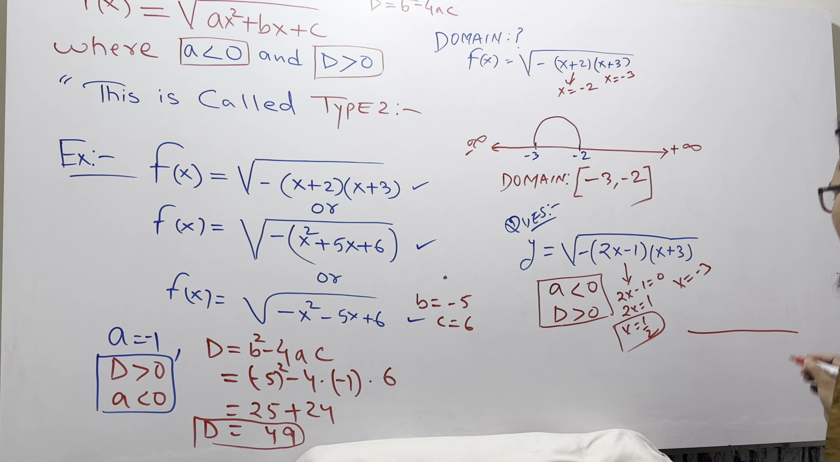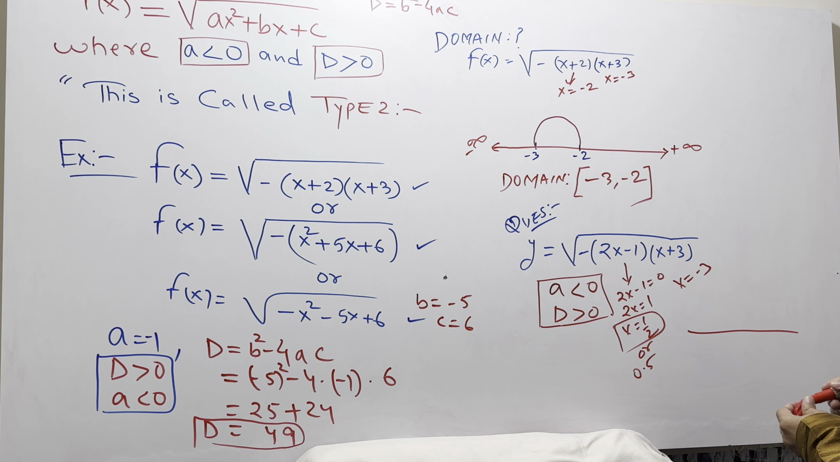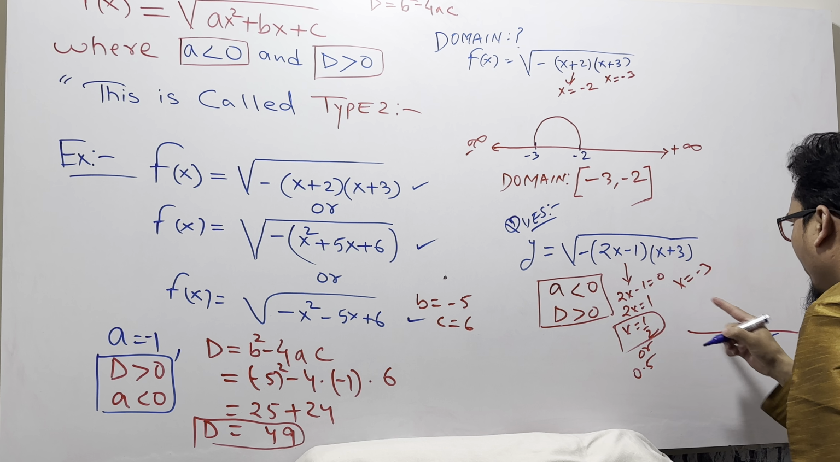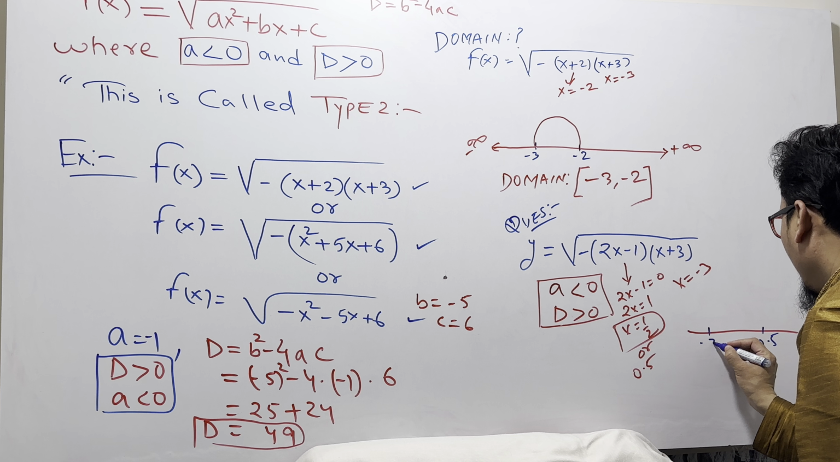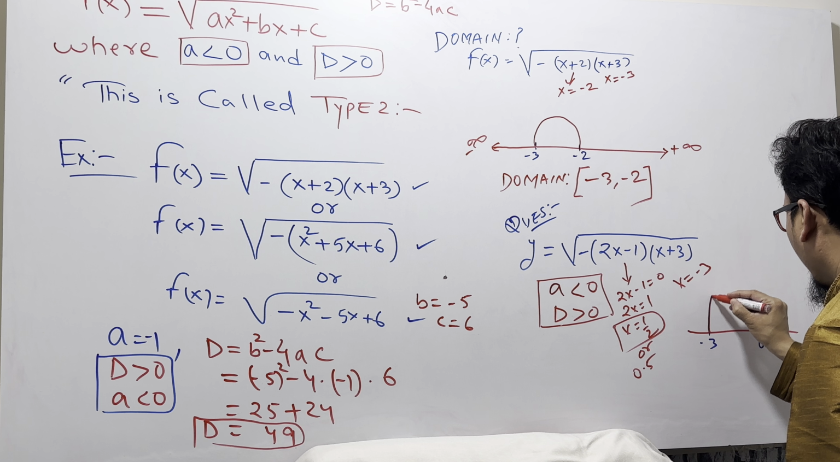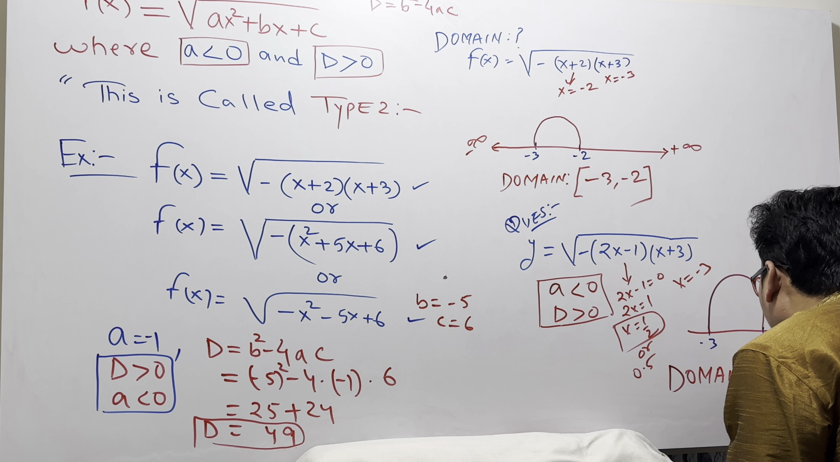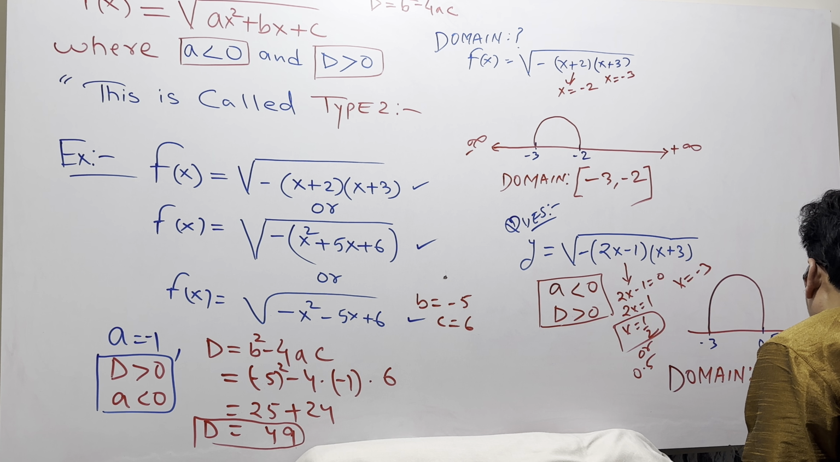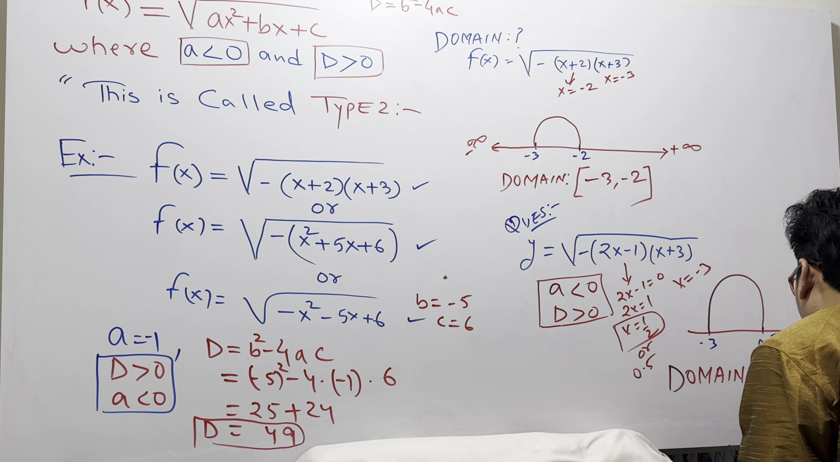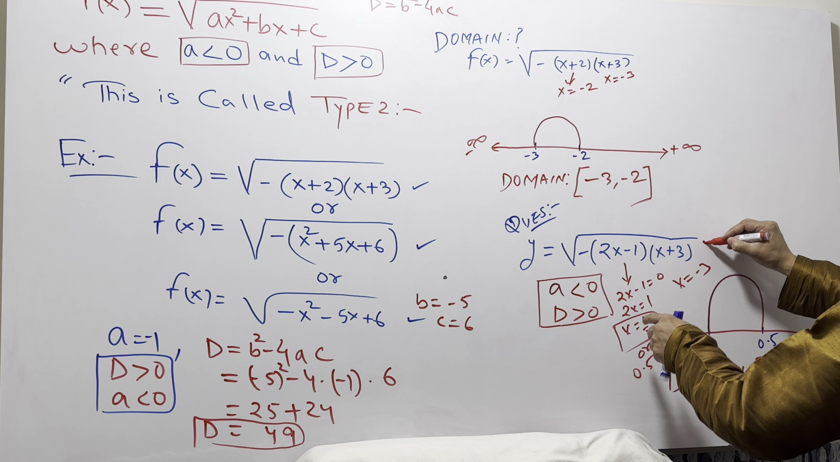So draw a horizontal line. And 1 by 2 means what? 0.5. Okay. So where is 0.5? You know 0.5 is here. This is 0.5. And this is what? Minus 3 is here. Do one thing. This is minus outside. The graph is always the circle, and we consider the positive part. So this will be something like this. So the domain will be minus 3 to 1 by 2, and we use the close bracket, this one and this one. So minus 3 to 1 by 2. This is the domain of this function.